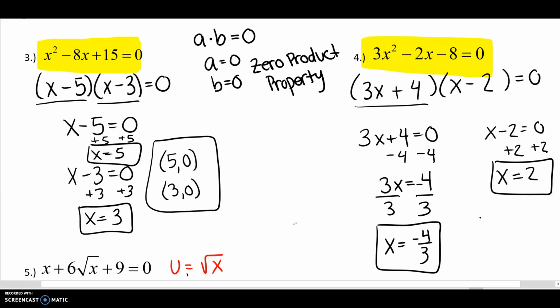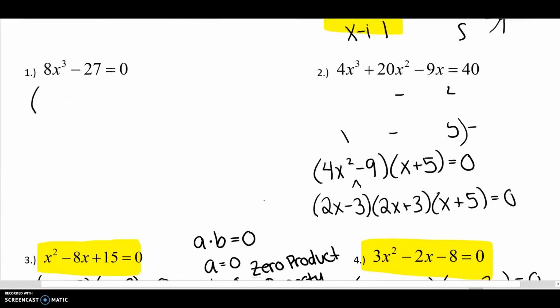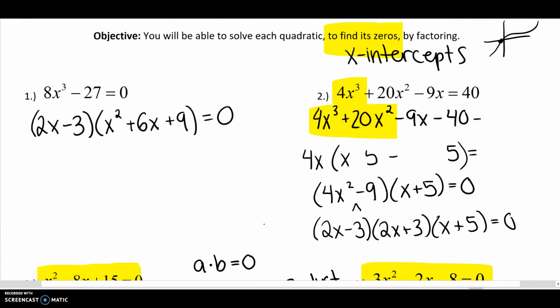I cannot stress enough that the reason we're practicing this skill is so when we graph functions, we can find the zeros or the x-intercepts. Both ways to write it are fine, but you have 2 different options there. So those are 2 quadratics. The other functions are not quadratics, but they're good extensions of how you can use factoring to solve.